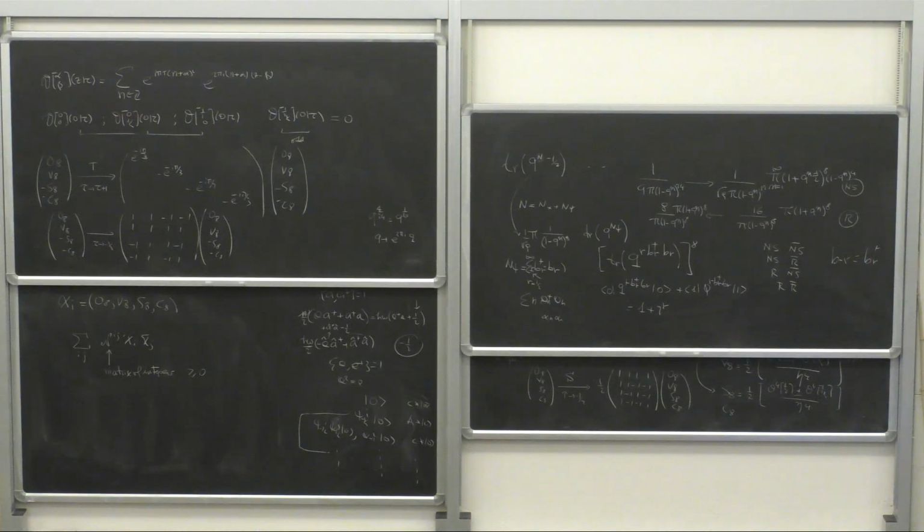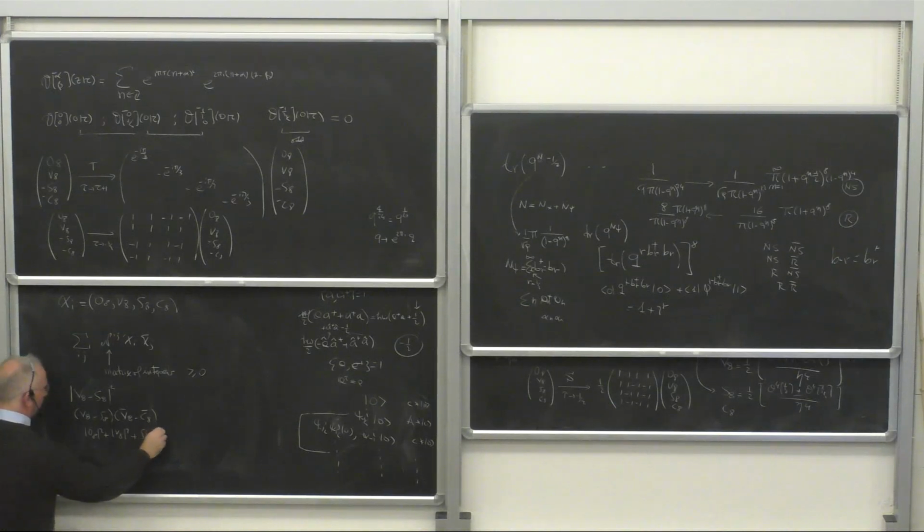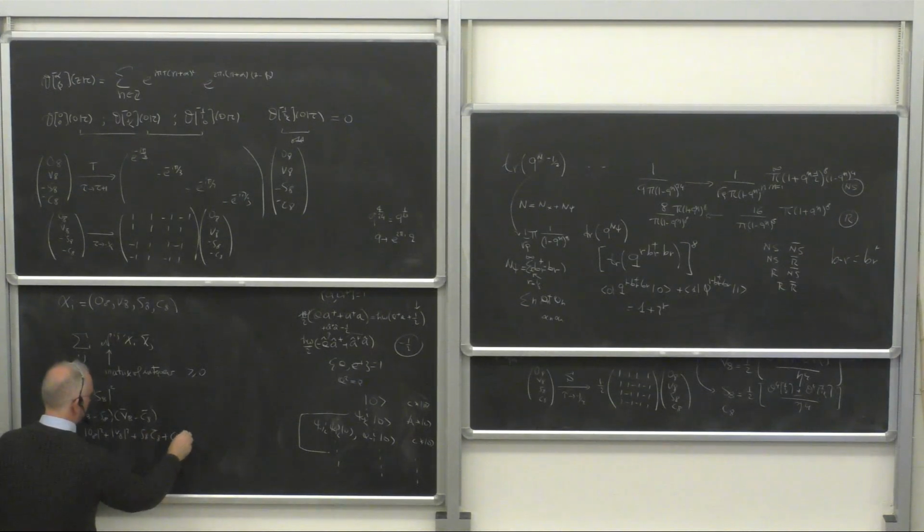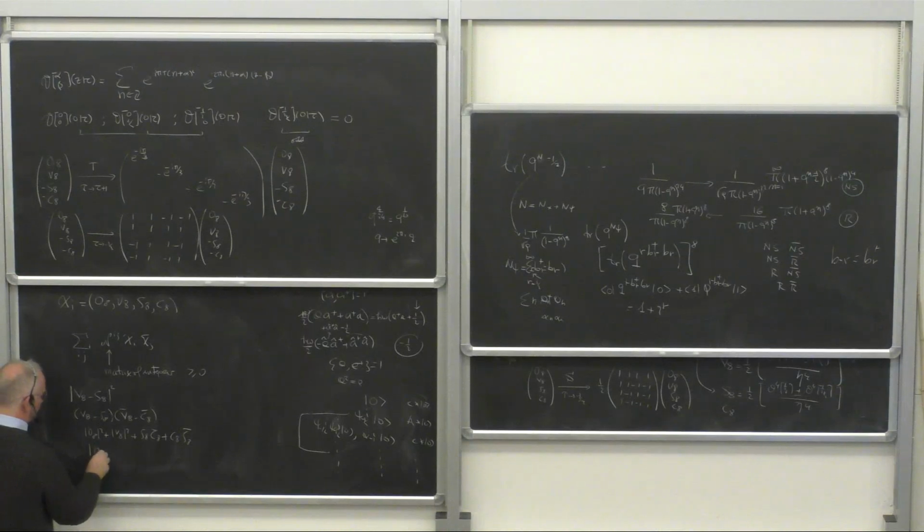So let me show you what the solutions of this story are. There are only 4 solutions. The first solution is V8 minus S8, absolute value squared. The second is V8 minus S8, times V8 bar minus C8 bar. The third one is O8 absolute value squared plus V8 absolute value squared. And the fourth one is this.